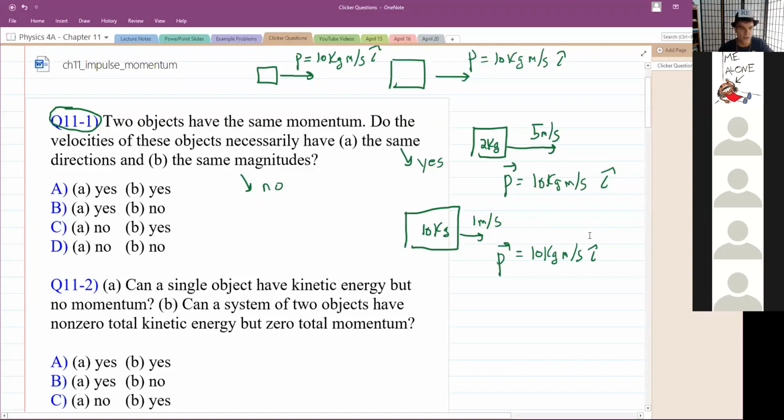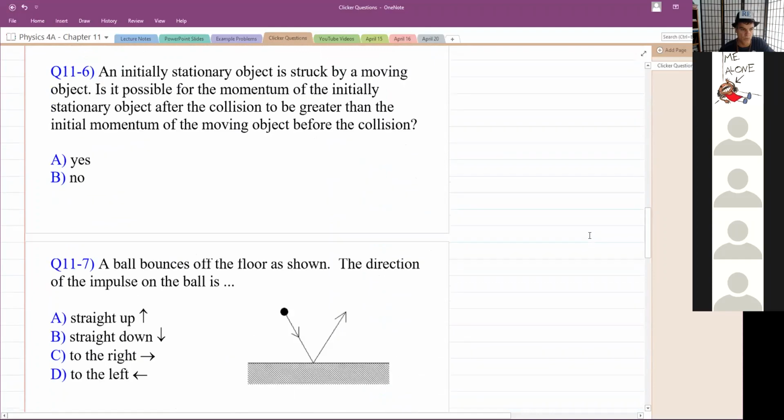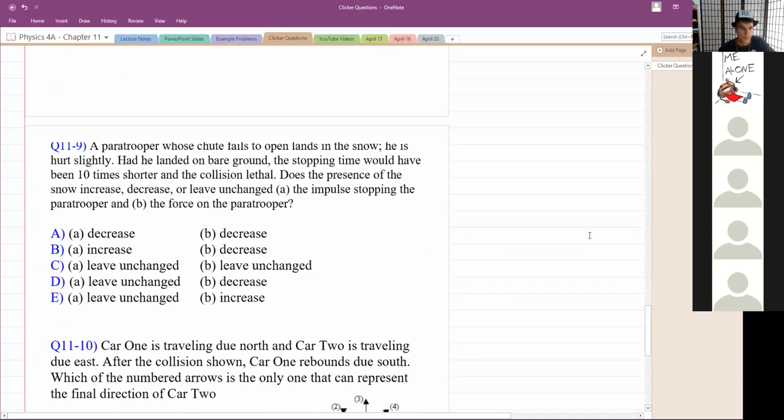Okay, one other clicker question I want to ask. This is kind of a cool one too. So this is thinking about the impulse momentum theorem. So this is 11.9.